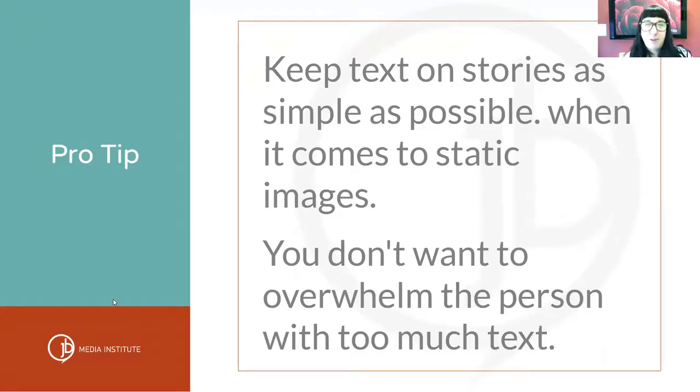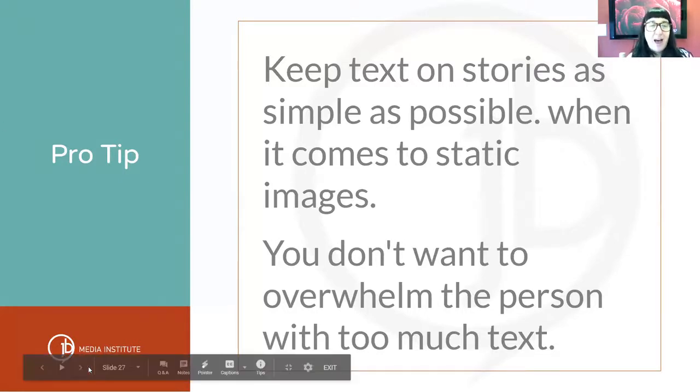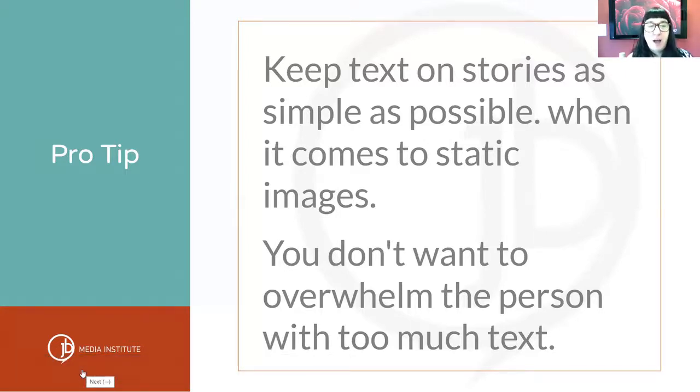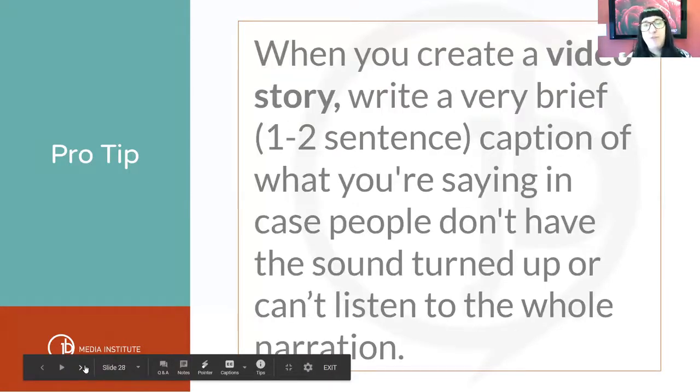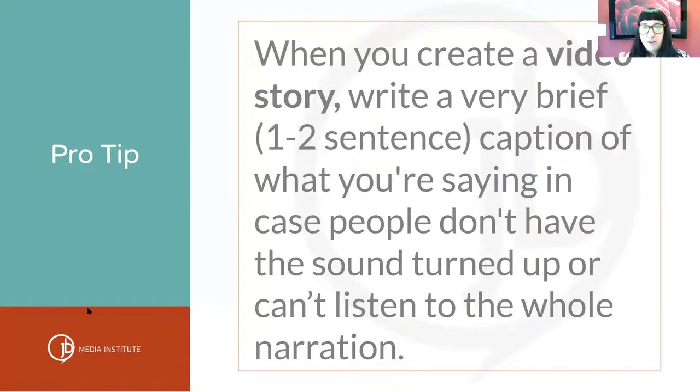So Genna's 3 top tips. Keep your text on stories as simple as possible, especially when it comes to static images. You don't want to overwhelm the person with too much text. So I agree with this, although I know some people go crazy and they put a lot of text and 5 stickers and whatever they can fit on there. I feel like as brands, we just want to remember we're trying to engage our customers, our supporters. We want to make sure that they understand the point of what we're saying and that it's not too overwhelming or cluttered for them to get the main point.